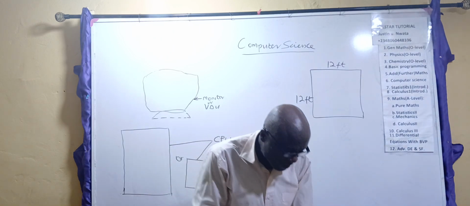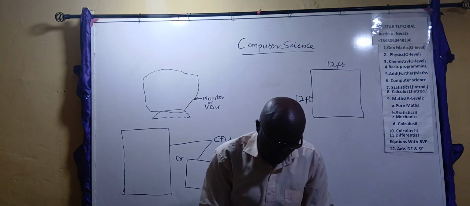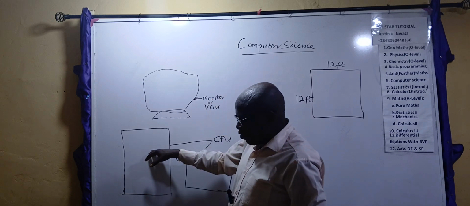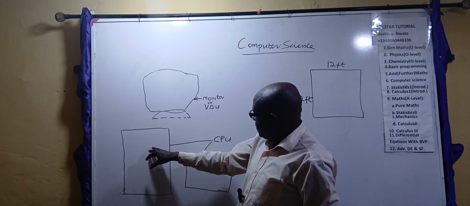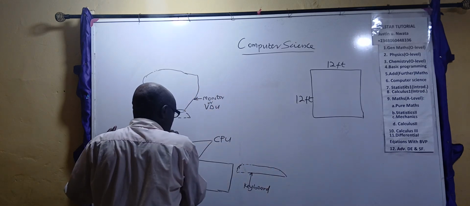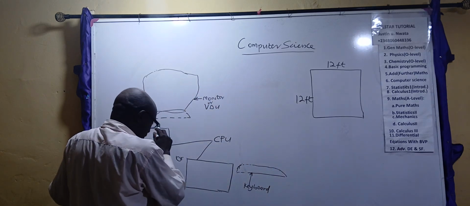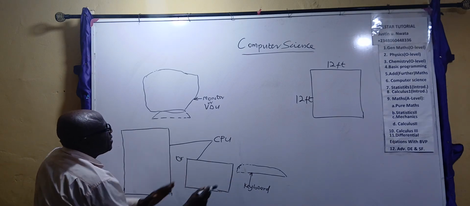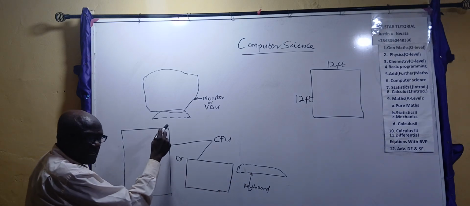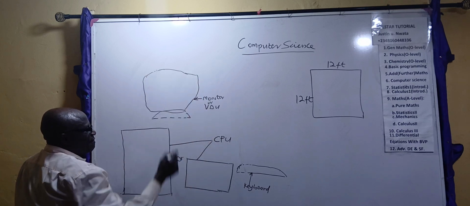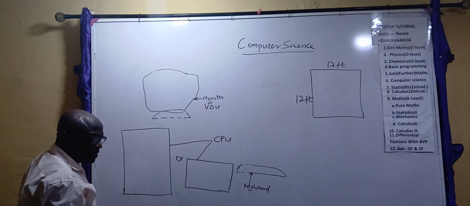Smaller in the sense that we came to computers just like what I drew on the board. This one is what we call the casing of the CPU. It can be standing like this, or it can be flat like this. Then the television aspect is this one here. That was how it was some thousands of years ago.